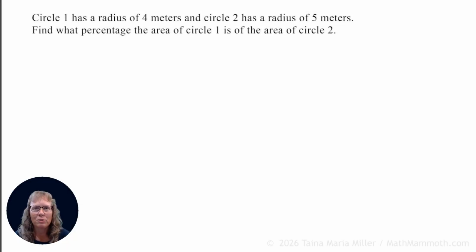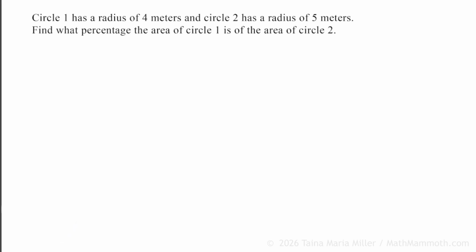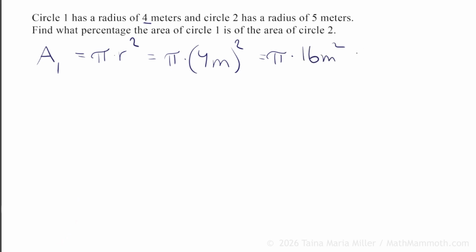Try this question on your own first, too. Circle 1 has a radius of 4 meters, and circle 2 has a radius of 5 meters. Find what percentage the area of circle 1 is of the area of circle 2. So we need the area of circle 1 and the area of circle 2. Area of circle 1 is pi times radius squared. Radius is 4 meters. I will include the meter here, 4 meters, this whole 4 meters squared. So this is pi times 16 square meters. Or you could give it as 16 pi square meters.